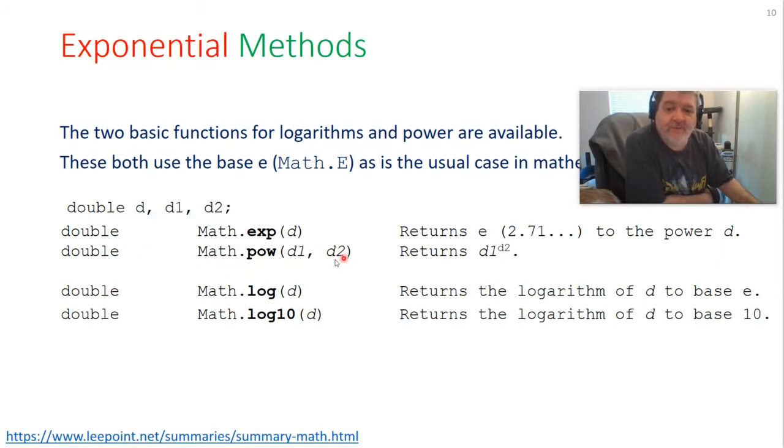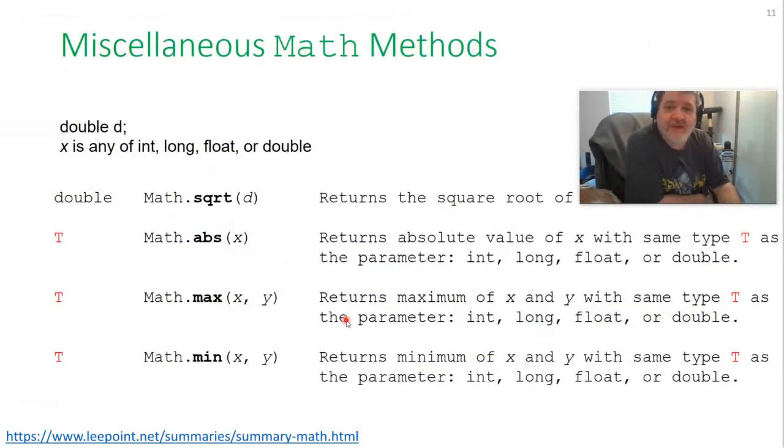Okay, so this one is very intuitive. Exp returns e, the constant e, to the power of whatever parameter you passed, okay? Then we have the logarithm base e, logarithm base 10. So again, it's just a matter of knowing that these things are there and available when you need them. And then the grab bag of methods, miscellaneous, right? So the square root, absolute value.